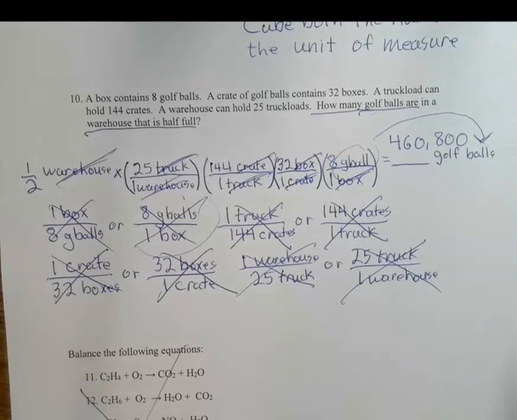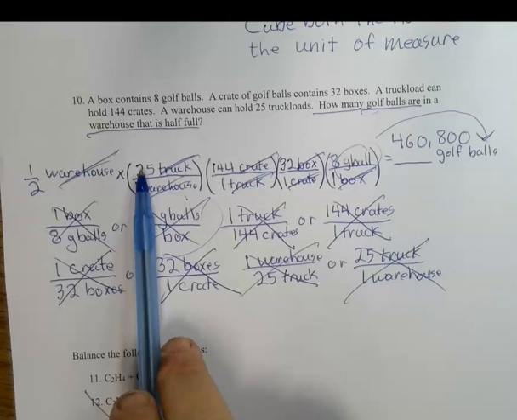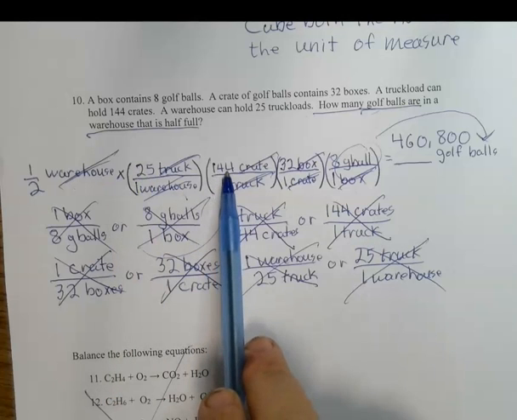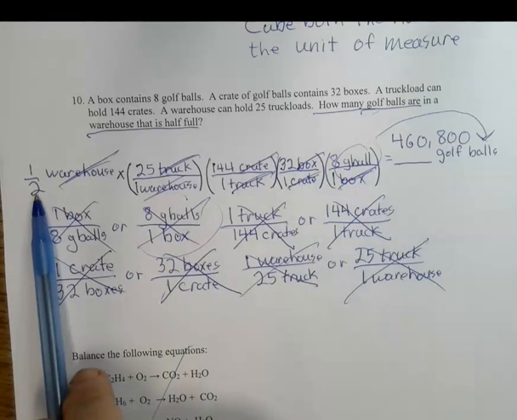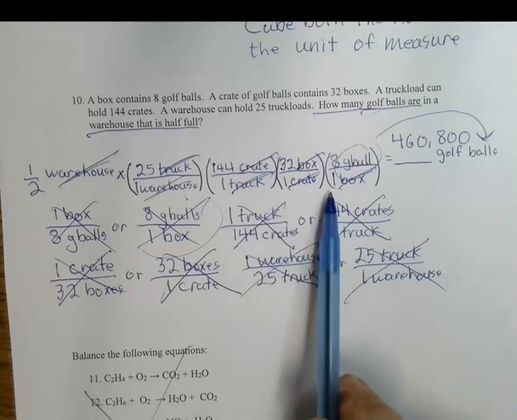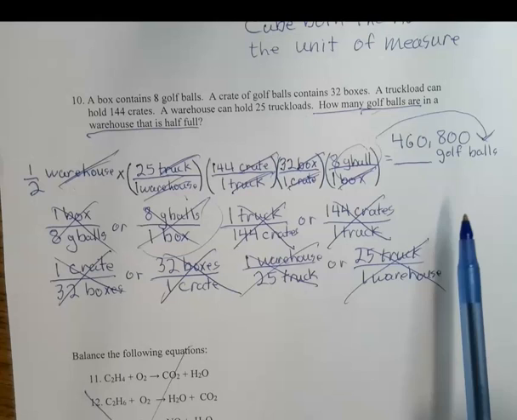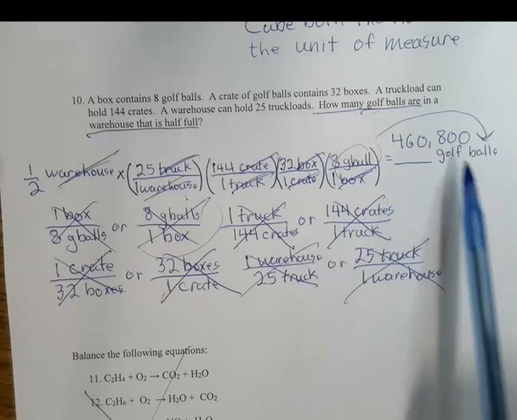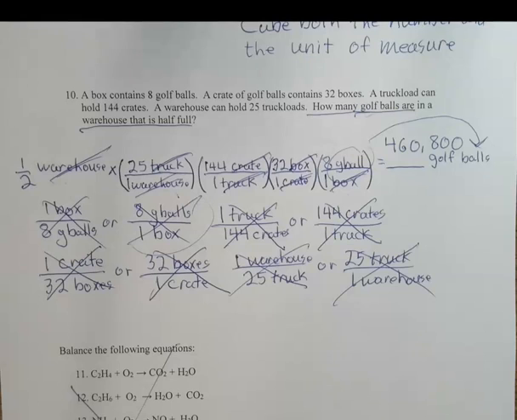So now you have your units lined up properly, so you do the math. So it's 1 times 25 times 144 times 32 times 8 divided by this 2 on the bottom here, divided by 1, divided by 1, divided by 1, divided by 1. And when you multiply all of that and do all those multiplications and divisions, you end up with 460,800 golf balls in this situation.